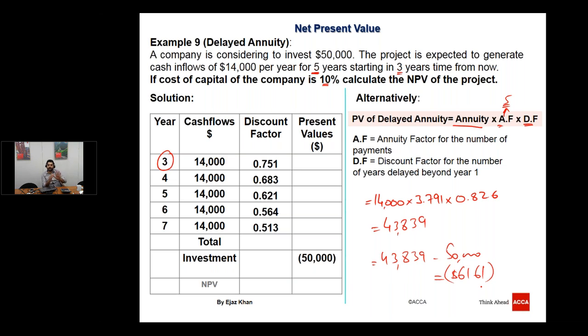So we have covered different situations of annuity now. We covered the ordinary annuity starting from year 1, the simple form. Then we covered the advanced annuity that is starting from year 0. And now we've covered delayed annuity that is starting from any year beyond year 1. Any questions before I move to next slide?